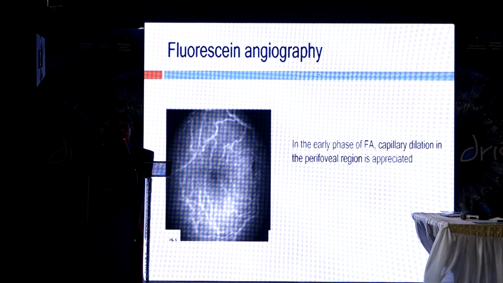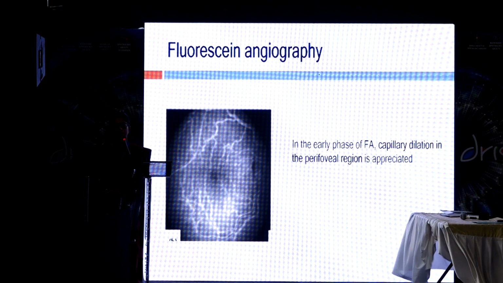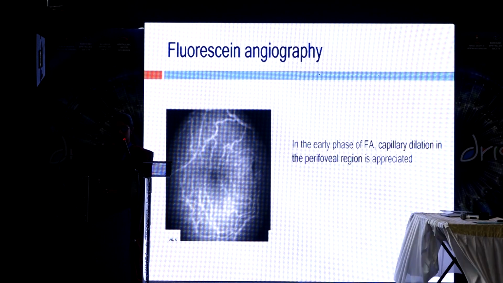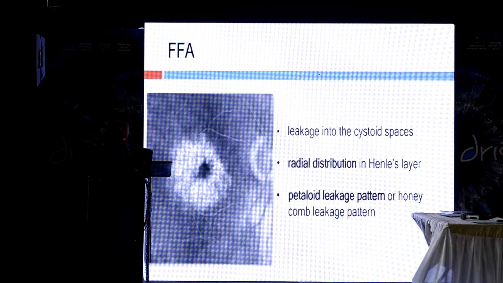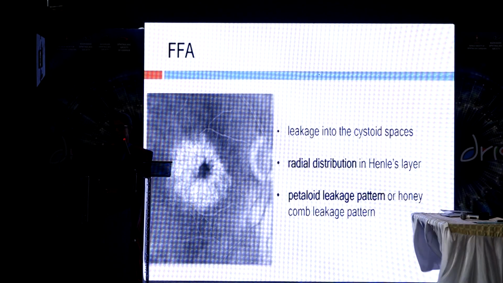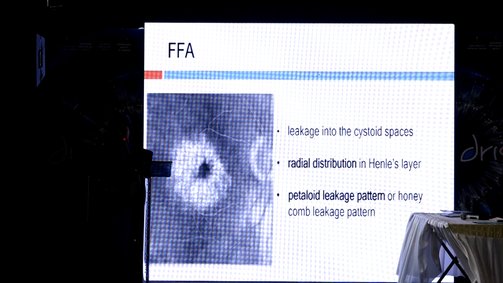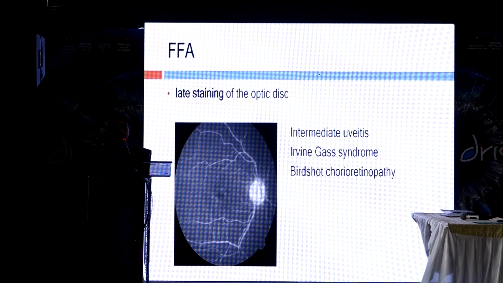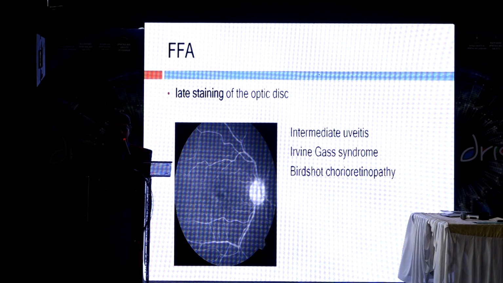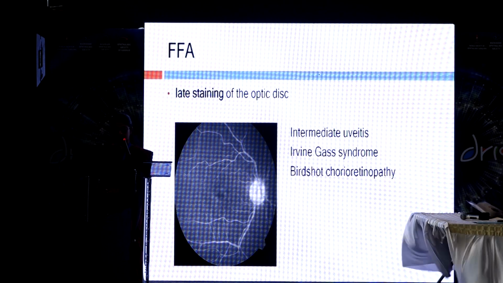Now fluorescein angiogram: in the early phase of the FA, we can see capillary dilatation in the perifoveal region, and later on the leakage into the cystoid spaces. Because of the radial distribution of the Henle's layer, it is responsible for the petalloid leakage or the honeycomb pattern. In some cases, there will be late staining of the optic disc, in conditions like intermediate uveitis, Irvine-Gass syndrome and birdshot chorioretinopathy.